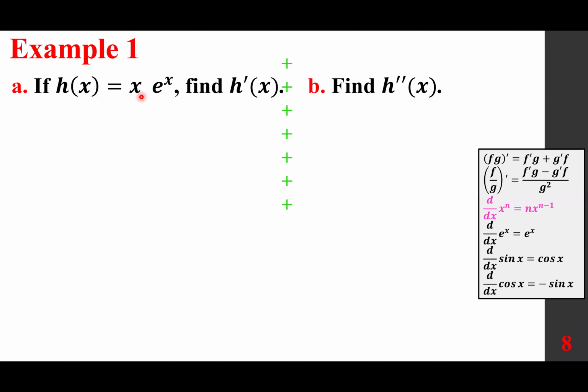Now, if h of x is x times e to the power of x, find h prime and h double prime. So first and foremost, notice it is the product of x and e to the power of x. So I'm going to put a raised dot between the two, meaning it's f times g. I'm going to call this one f. I'm going to call this g. And therefore, I'm going to use the product rule on this.